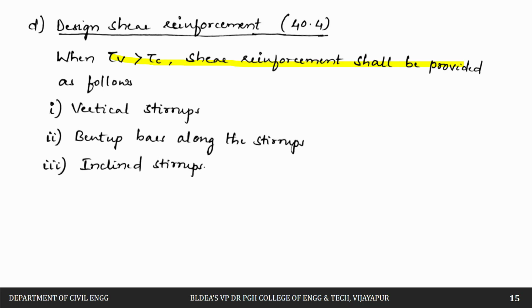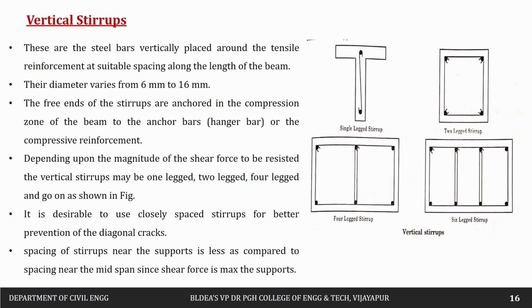When tau v is greater than tau c, shear reinforcement shall be provided. Now how is shear reinforcement provided? It is provided in terms of vertical stirrups, or bent up bars along with the stirrups, or inclined stirrups. Let us see one by one.